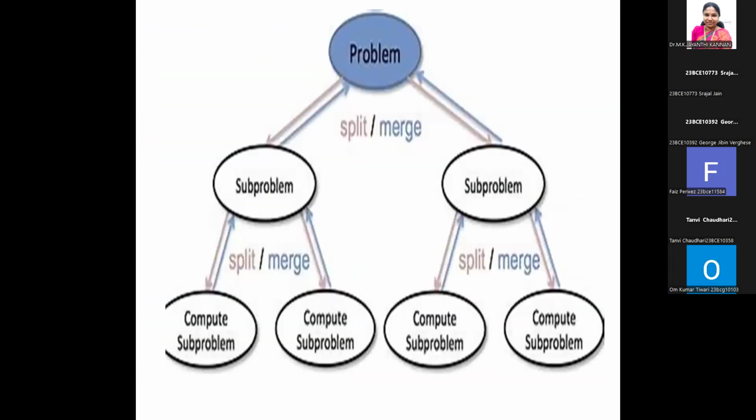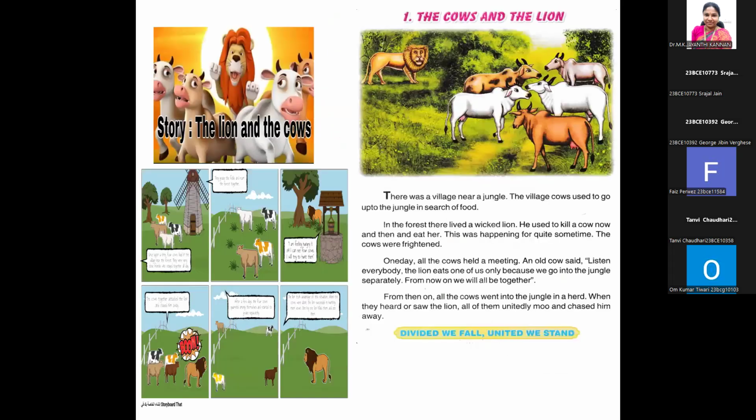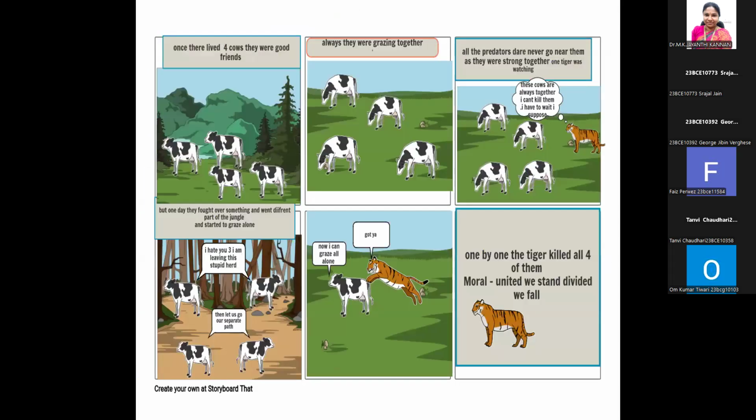Then we discussed the divide and conquer technique. If the problem is united, it may look like a very big problem. If you divide the problem into subproblems, then you can easily solve the subproblems. Then we can combine them together to get the final overall solution. Same as the lion and cow story. When all the cows are united, the lion cannot attack. If they are divided, then you can easily attack.